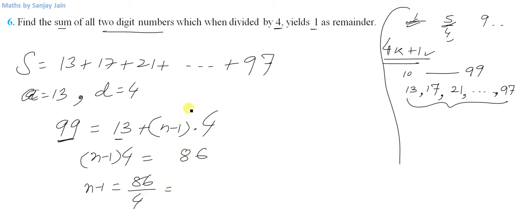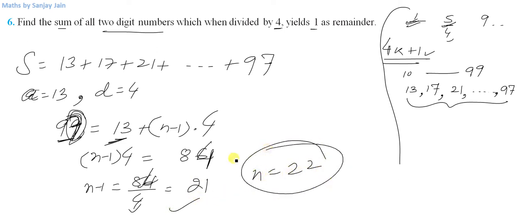There is some mistake. Yes, there is, because this was 97. I have written 99 here. So it should be 97. 97 minus 13 will be 84. Because how did I find that there was a mistake? Because this is not coming out to be an integer, right? 84 by 4 is 21. Now it is correct. So n is equal to 22. Number of terms is 22.